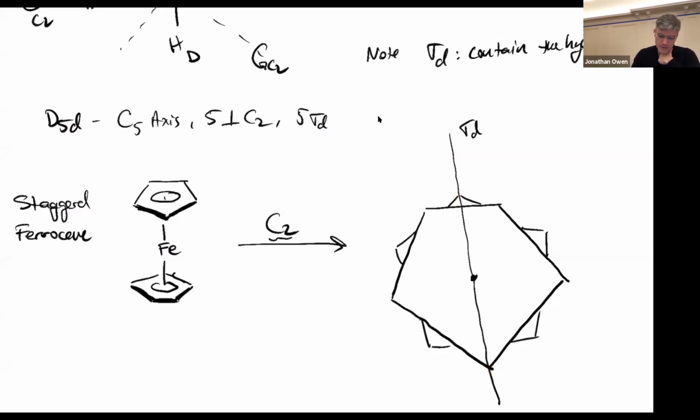And the C2s and the sigma Ds, turns out, bisect each other. So they go exactly through the crevices here. There are your perpendicular C2s. There's another one. And those guys send this point down to this point. Or as we said, this point down to this point. Or this point over here.